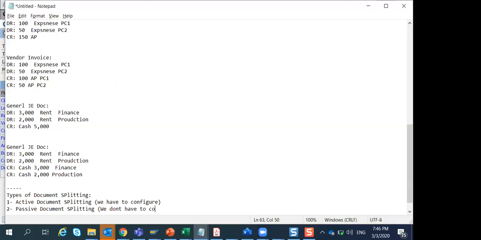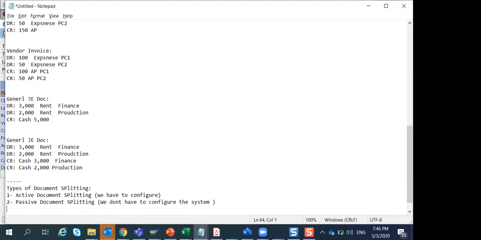We do not have to configure the system. It happens just by default. It happens. You don't need configuration. Third thing is something called zero balance. Very, very easy concept. Zero balance document splitting.